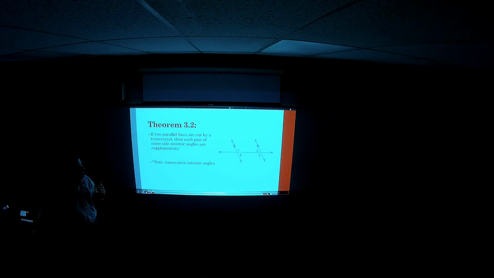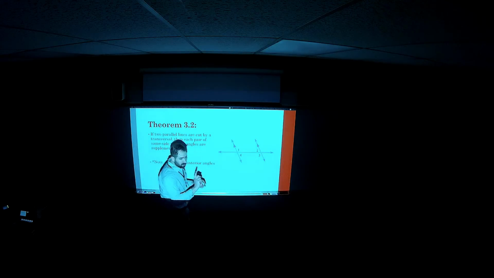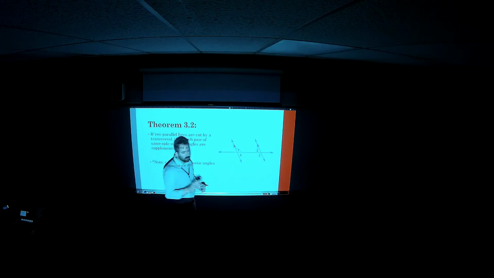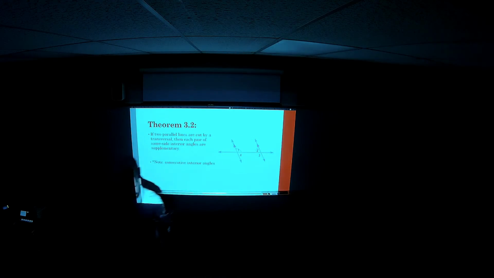Give me a pair of angles that are on the same side of the transversal. 1 and 2. Or 3 and 4. Right? So we're going to look at 1 and 2. Now, what this theorem is saying is that they're not equal. Okay? Get that through your mind. 1 and 2 are not the same angle. You can kind of see that. 2 is kind of small, and 1 is kind of big.